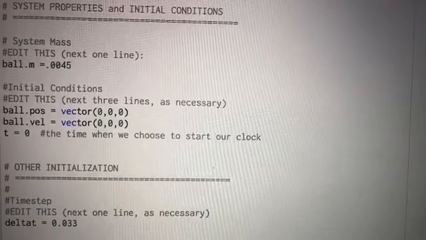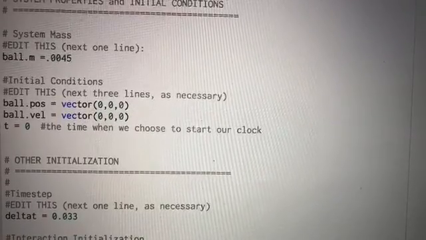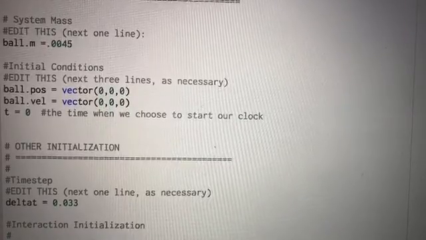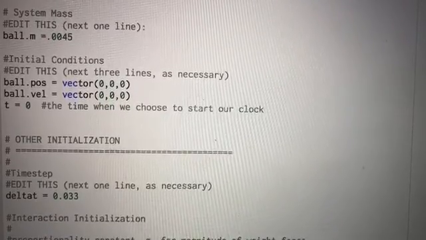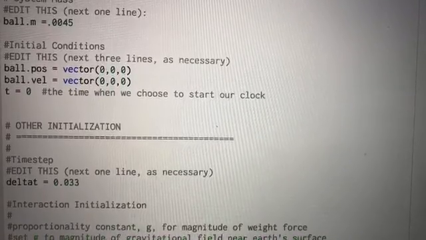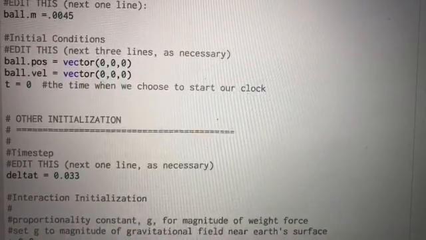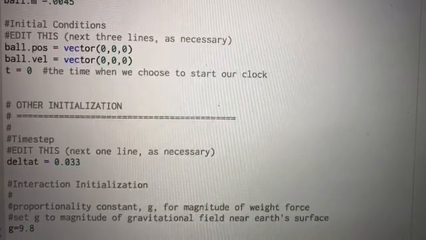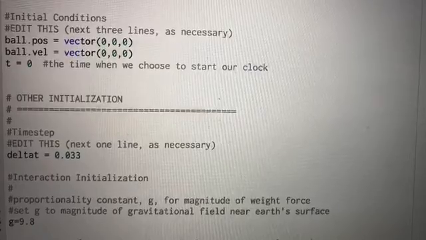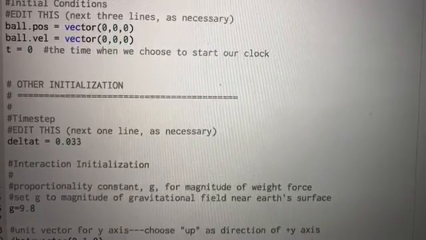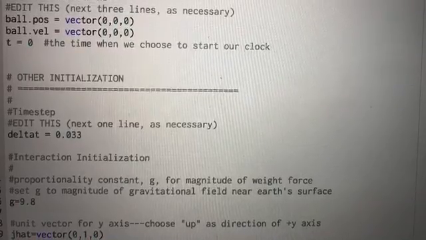Here we look at the Python code for our computational model. In this picture, we are setting some of the basic attributes of the ball and the initial conditions of the system. The mass of the paper ball is 0.0045 kilograms, and its initial position, velocity, and time are all 0 because we're dropping the ball from rest. Delta t, or the time step, is 0.033 to match the time step of our tracker video, and gravity is set to 9.8 meters per second squared, the constant gravity of Earth. The j-hat, which is the unit vector for the y-axis, is 0, 1, 0.